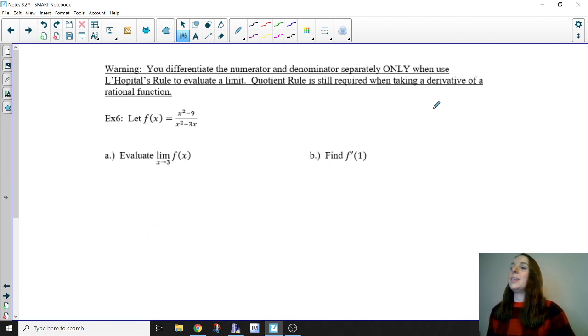Okay, finally, every year that I teach this, I think to myself, I'm really afraid that now that my students know this, they're just going to always do derivative over derivative when they see a rational function. So take a look at example 6 and read this warning with me. The warning says you differentiate the numerator and denominator separately only when using L'Hopital's rule to evaluate a limit. Okay, quotient rule is still a thing.